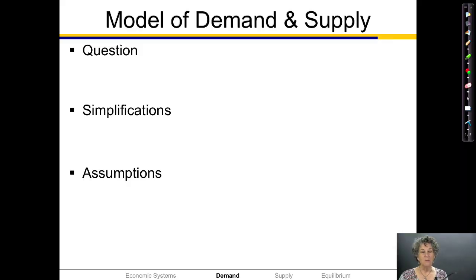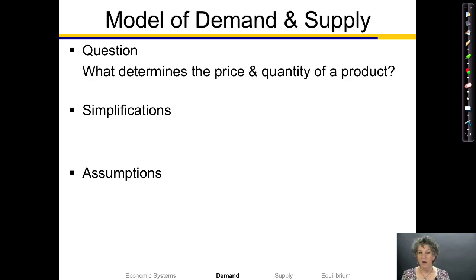Once again, models, as I said, are characterized by three things: a question, simplifications, and assumptions. For the model of supply and demand, the question that's being asked is what determines the price and the quantity of a product? Why does the pen that you're writing with cost $1.29 instead of $15? Why does the cup of coffee that I've got here on the desk, that I have to be careful not to spill on the equipment, cost $2.30 instead of 22 cents? So what determines the price of products and what determines the quantity that we purchase?